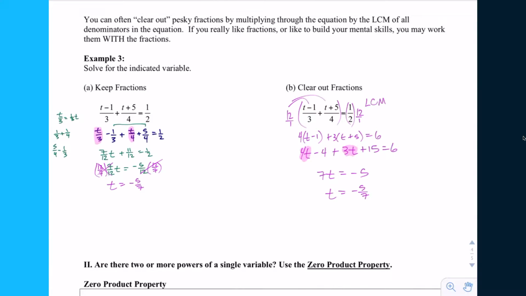Got the same answer. Which way was correct? Both. Both. Which way was more fun? Don't answer. That's an opinion. The answer is A. It was more fun. Okay, so you have the option. You have the option.